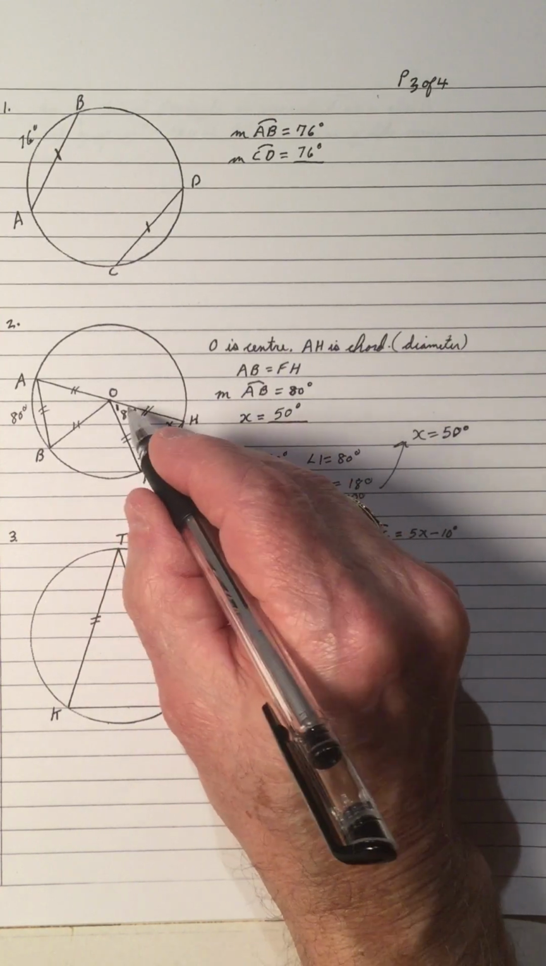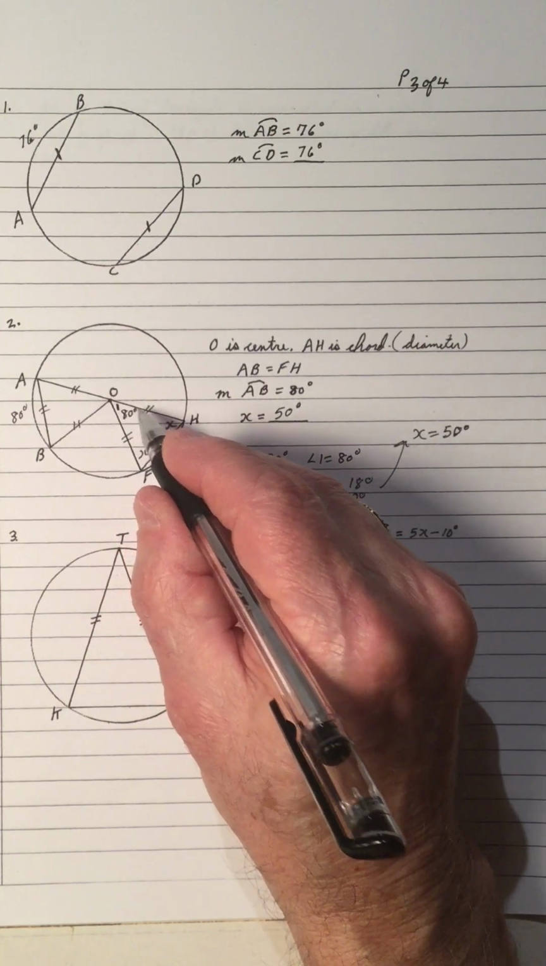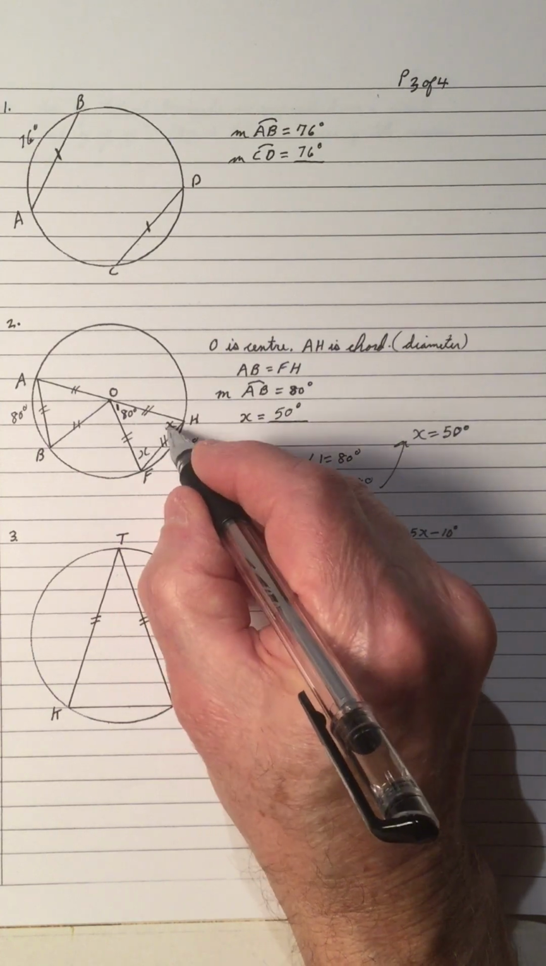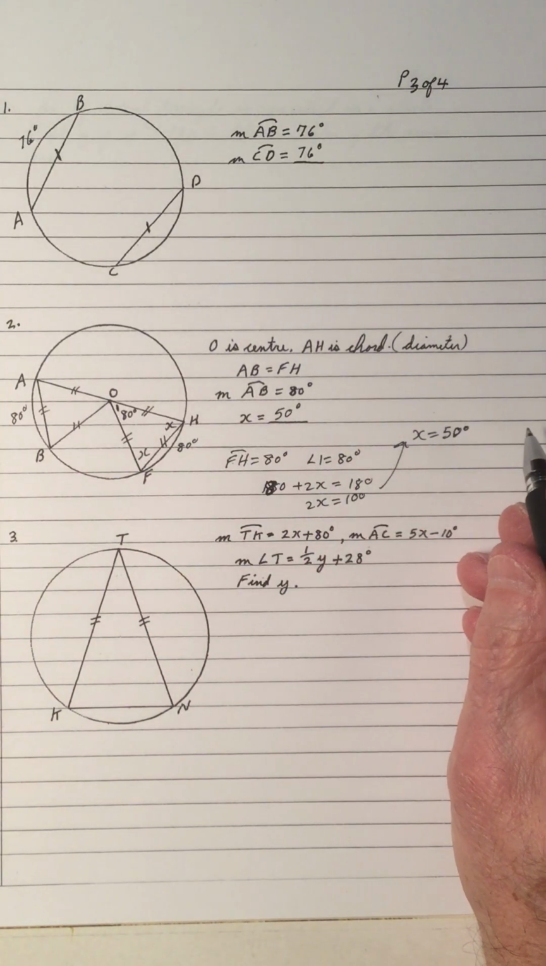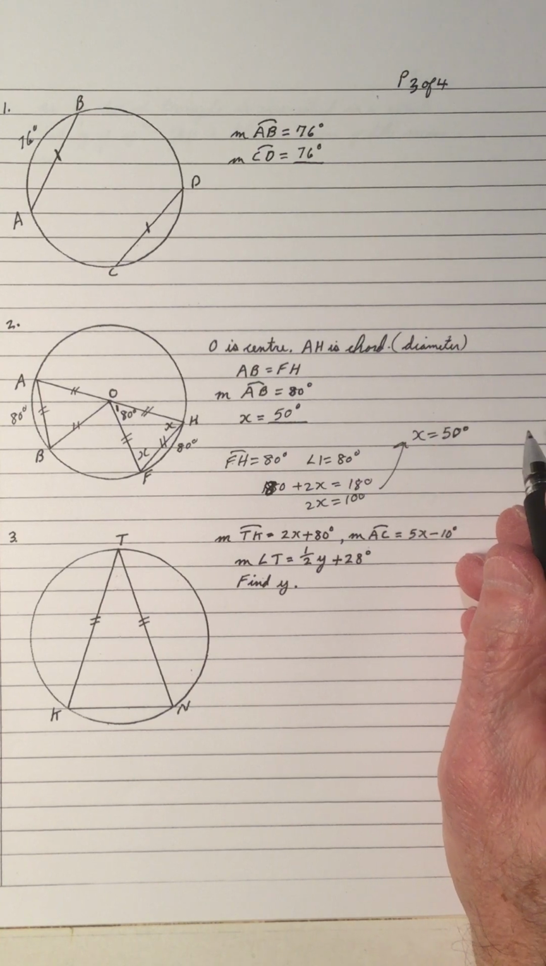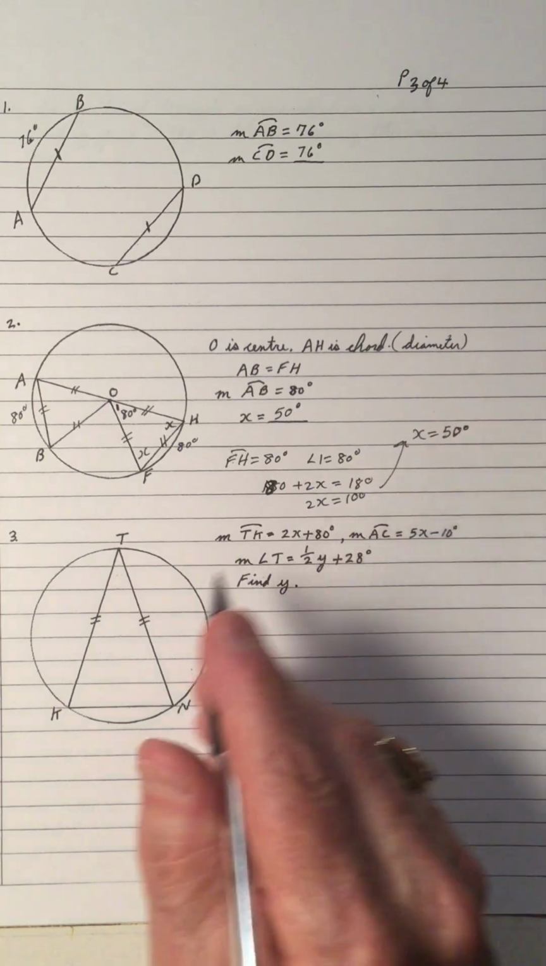X is 50 degrees. In other words, this angle is 80. These two angles are equal. So 180 take away 80 is 100, and because they're equal, divide by 2 and I get 50. Okay, let's do another one. Again, more algebra coming now.